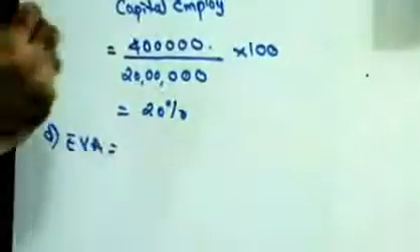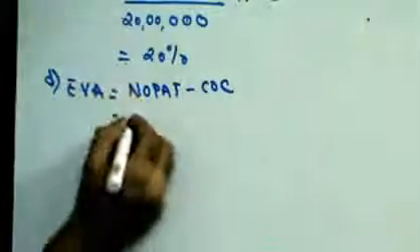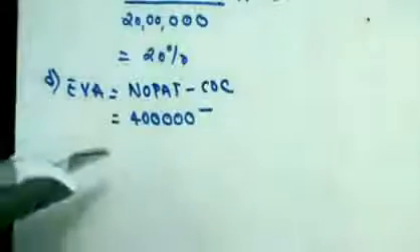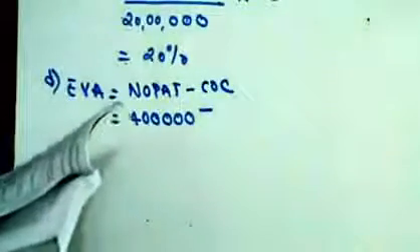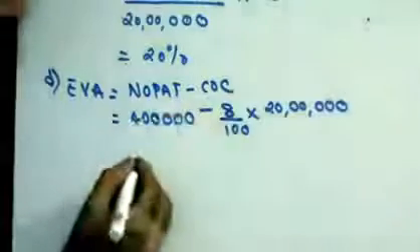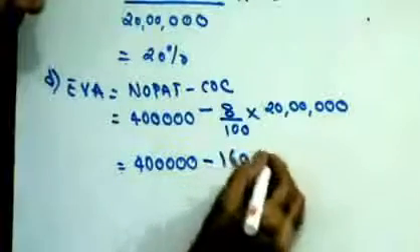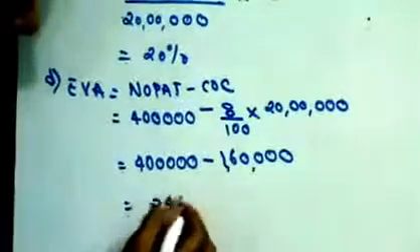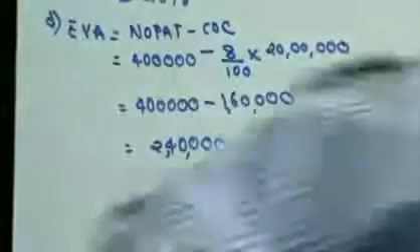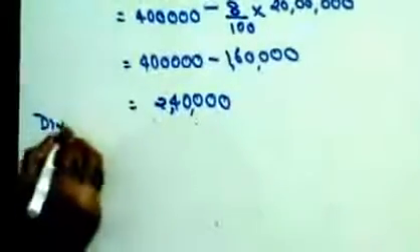Your economic value added is nothing but net operating profit after tax minus cost of capital, right? Net operating profit after tax, income is given to you as 4 lakhs, minus cost of capital. Right in the beginning they said that returns on invested capital is 8%. So it is going to be 8% on capital employed. My capital employed is, we just found out, as 20 lakhs. So this is 4 lakhs. Someone please help me calculate this. 1,60,000. So 2,40,000. That's for division A.